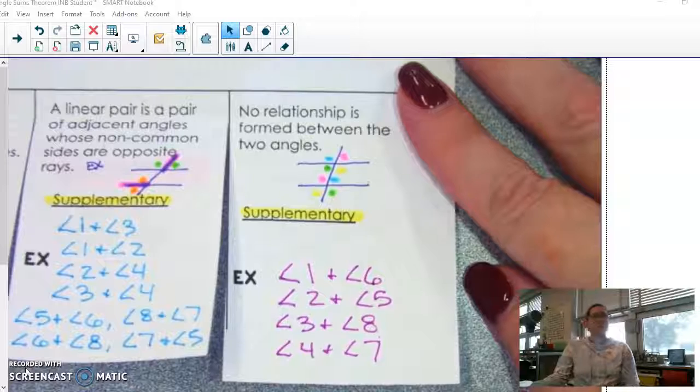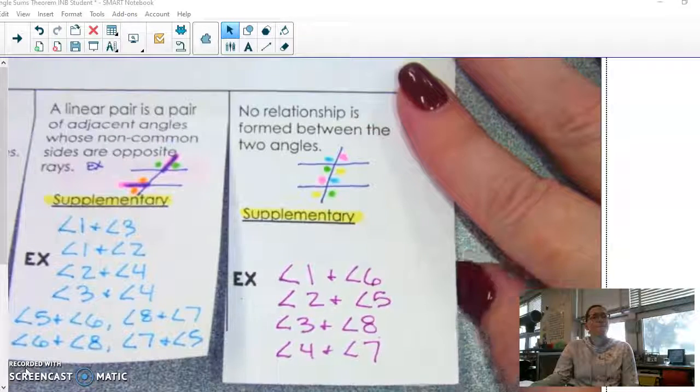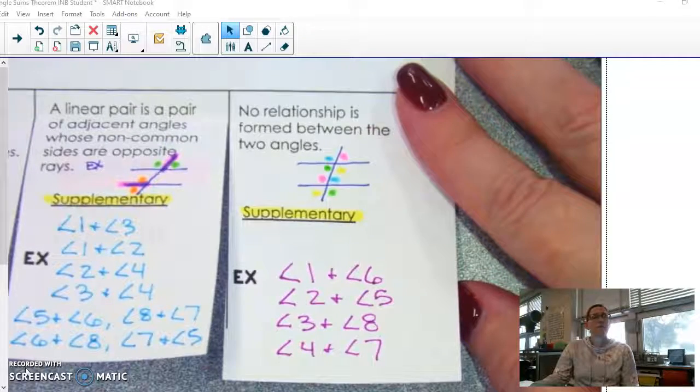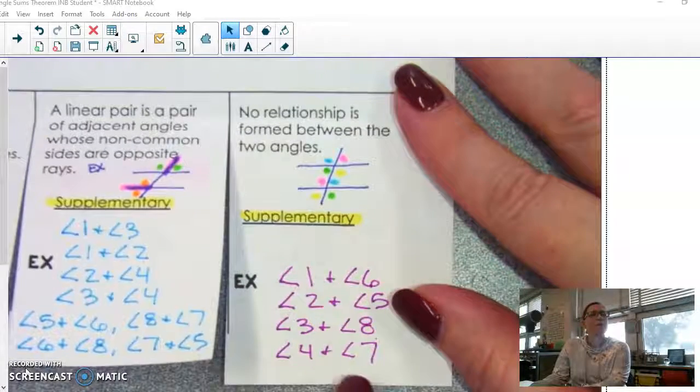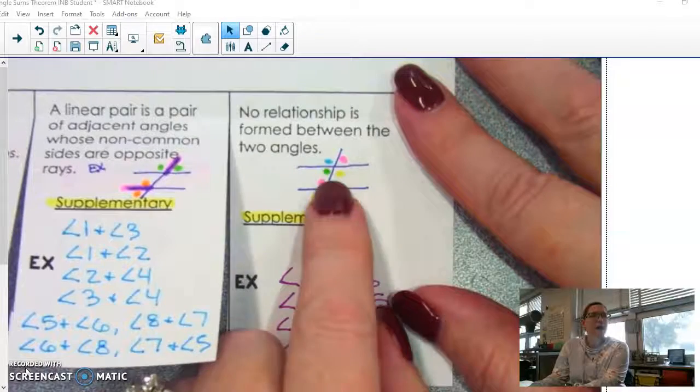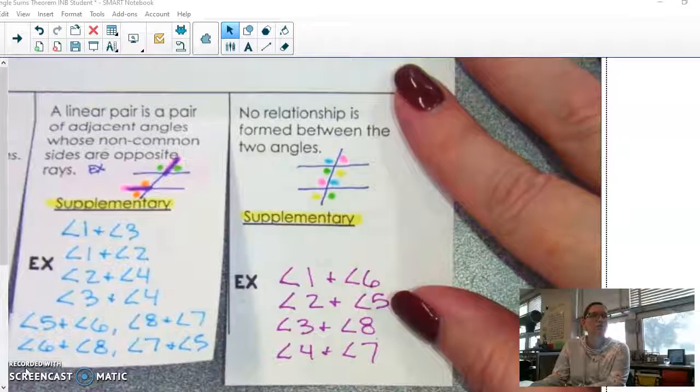You probably don't even need it for Dance Revolution, but it's always good to know that not everything's going to have that relationship. The only real relationship you could see with a supplementary is that they're not going to be congruent and they're going to be together.